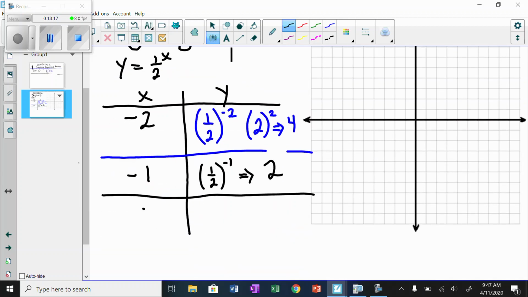We're going to have 0. Once again, anything raised to the 0 power we know is 1. That's why we have that same y-intercept, because anything raised to that 0 power will always be 1, which gives us that point (0, 1).